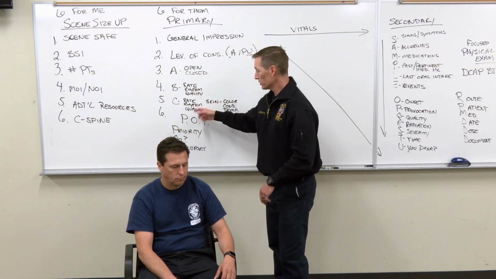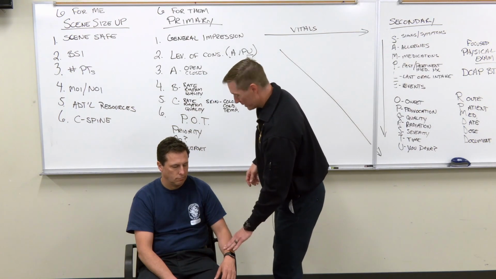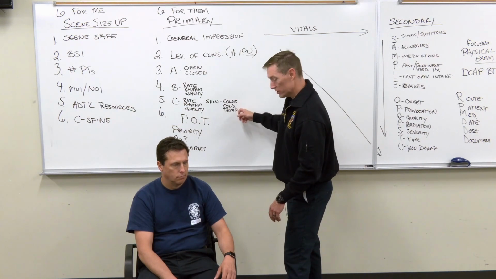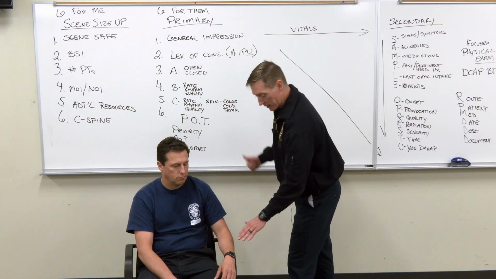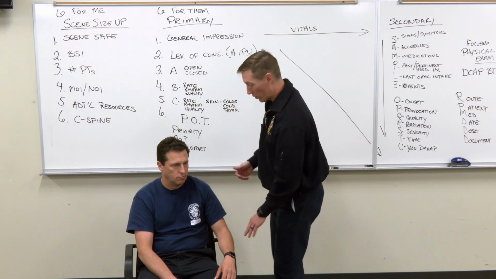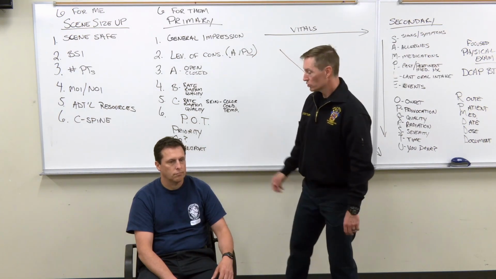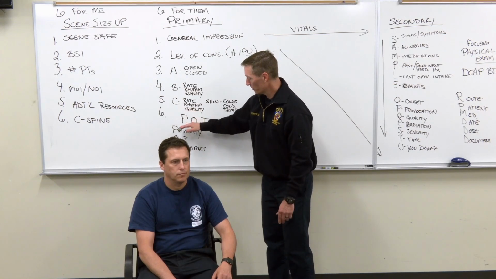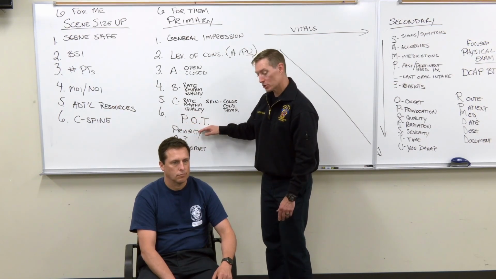So there's my circulation, and while I'm here, I note his skin. I'm going to check color, condition, and temperature. So color, he's got pink skin, he is warm, and currently he is non-diaphoretic. So at the moment, I'm going to pause and determine my patient's priority, oxygenation requirements, and transport.